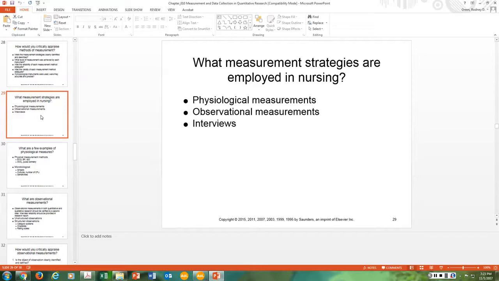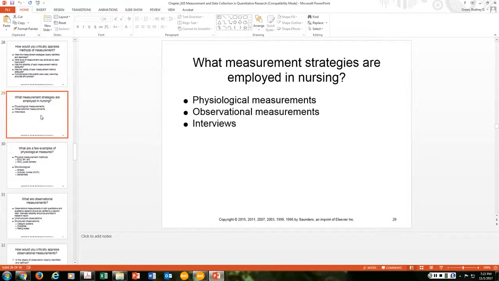Well, we use physiologic measurements, certainly. Blood pressure, pulse, temperature, core temperature, arterial blood gases, intake and output, serum levels of drugs. Those are all physiologic measurements. Observational measurements.